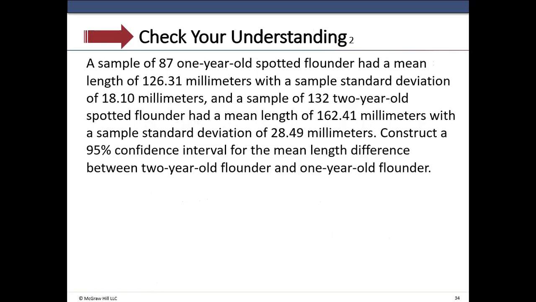A sample of 87 one-year-old spotted flounder had a mean length of 126.31 millimeters with a sample standard deviation of 18.1 millimeters. A sample of 132 two-year-old spotted flounder had a mean length of 162.41, standard deviation is 28.549. Construct a 95% confidence interval for the mean length difference between 2-year-old flounder and 1-year-old flounder.